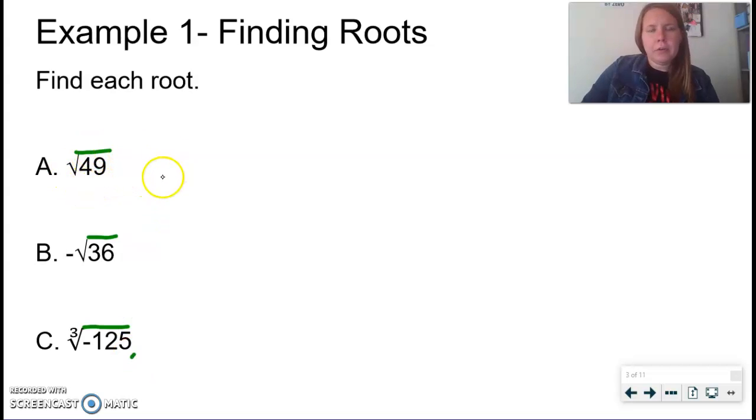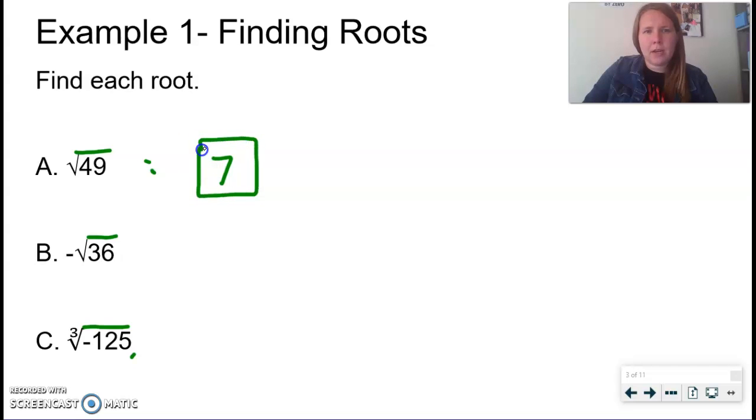But I'm going to take the square root of 49. I have to think what number times itself would give you 49. Well, I'd maybe start with 5. 5 times 5 is 25. 6 times 6 is 36. 7 times 7, oh, that is 49. And since there was no symbol out in front of it, I'm going to assume that it's the positive version of that number.